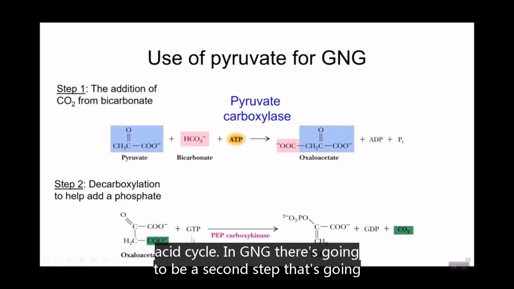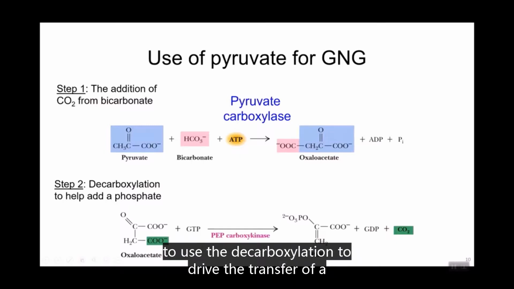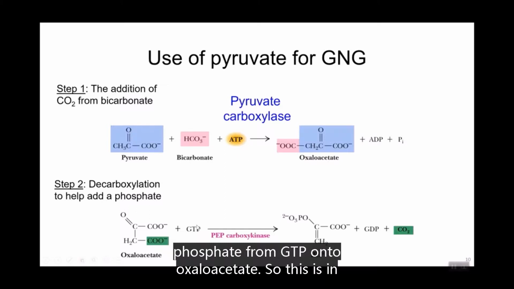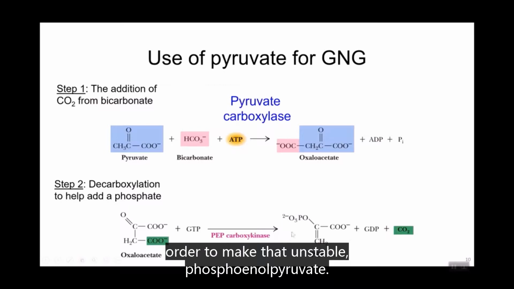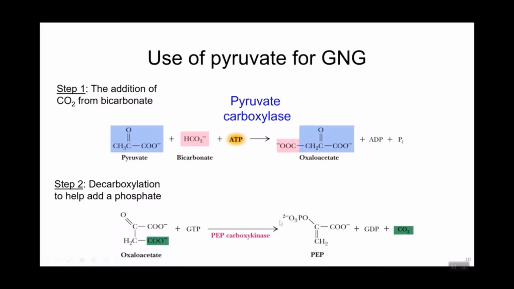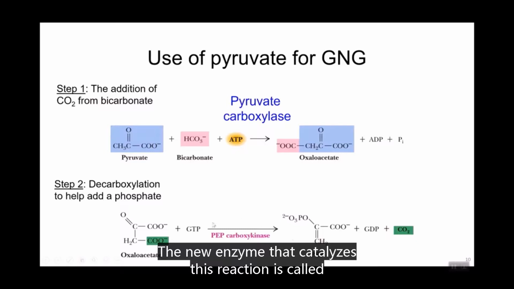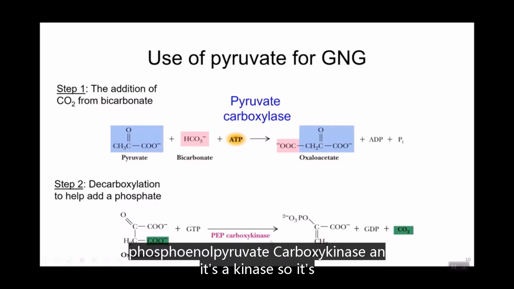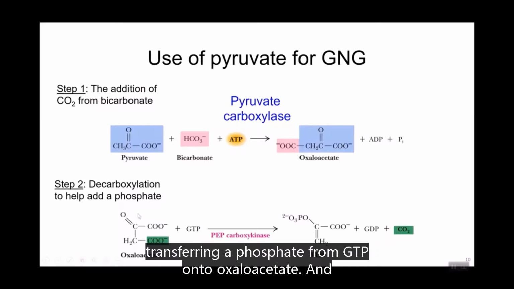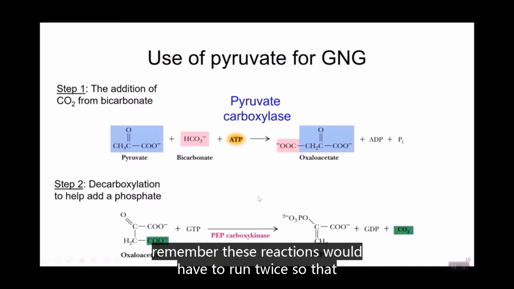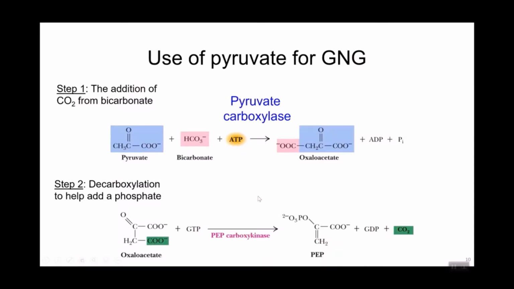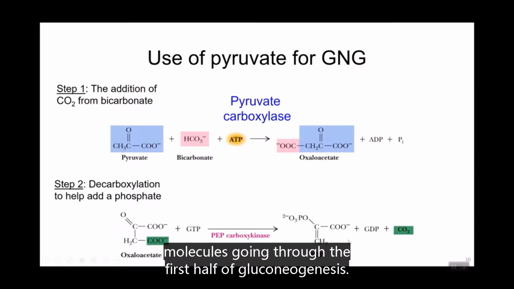In GNG, there's going to be a second step that's going to use the decarboxylation to drive the transfer of a phosphate from GTP onto oxaloacetate. So this is in order to make that unstable phosphoenolpyruvate. The new enzyme that catalyzes this reaction is called phosphoenolpyruvate carboxykinase, and it's a kinase, so it's transferring a phosphate from GTP onto oxaloacetate. And remember, these reactions would have to run twice so that we have two PEP molecules going through the first half of gluconeogenesis.